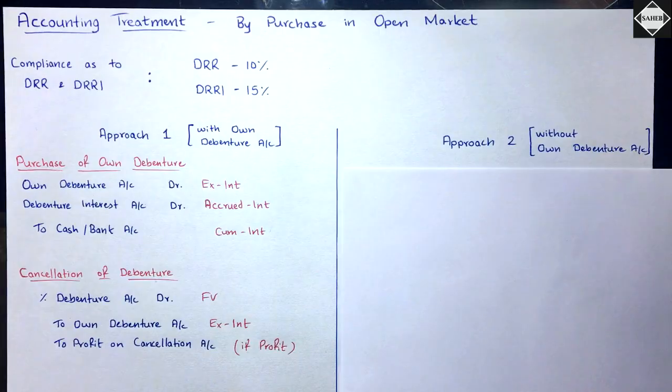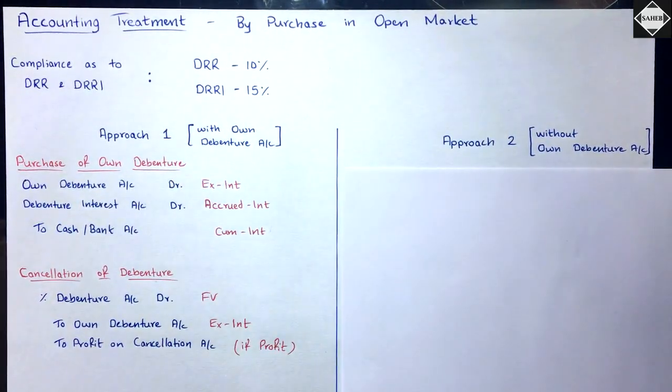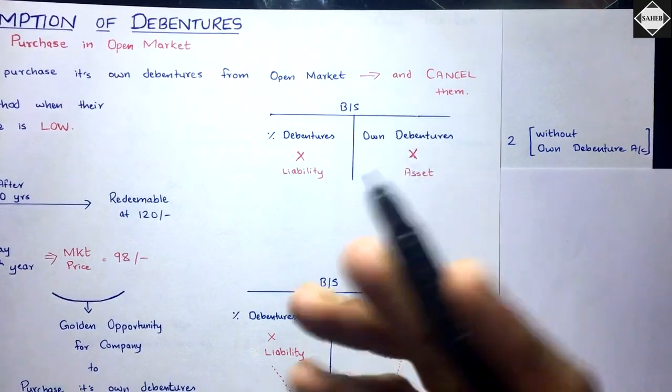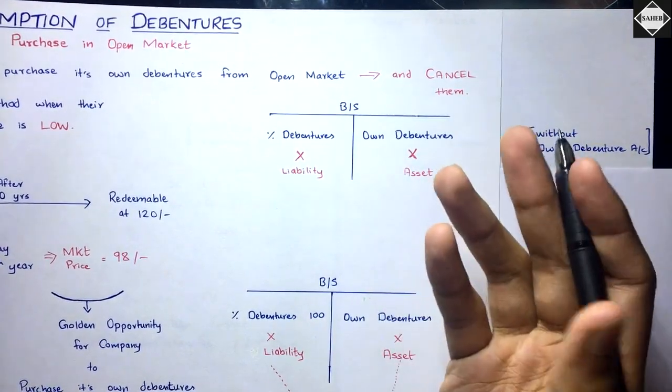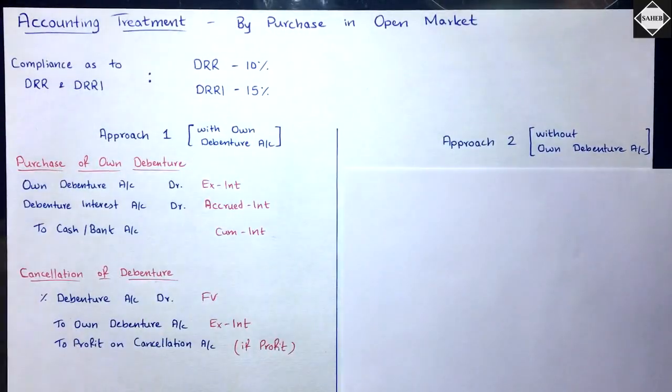Right. So let's start. So see here, what is happening in this method, purchase in open market. The company is going into the open market and purchasing its own debenture. So when the company does that, then the debenture becomes the asset. It becomes investment. So as I've told you, AS 13 will apply and we have to do investment accounting. So this entry is of investment accounts only, isn't it?